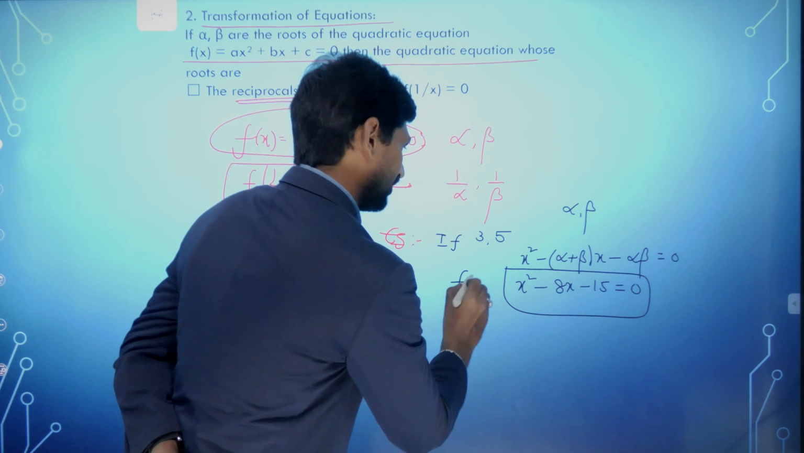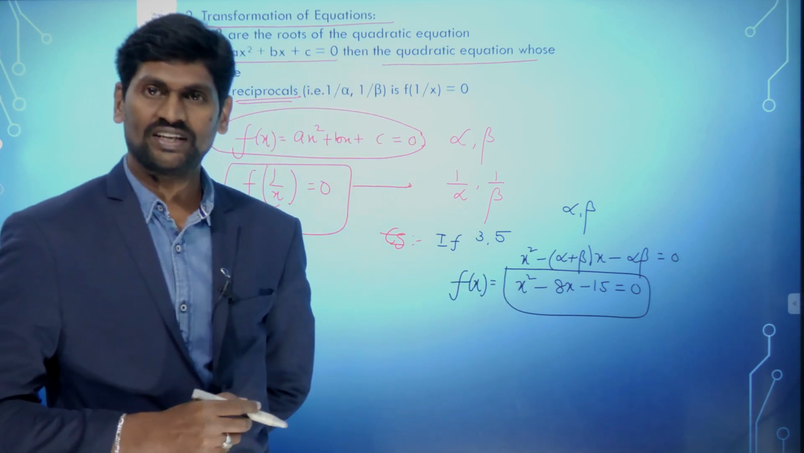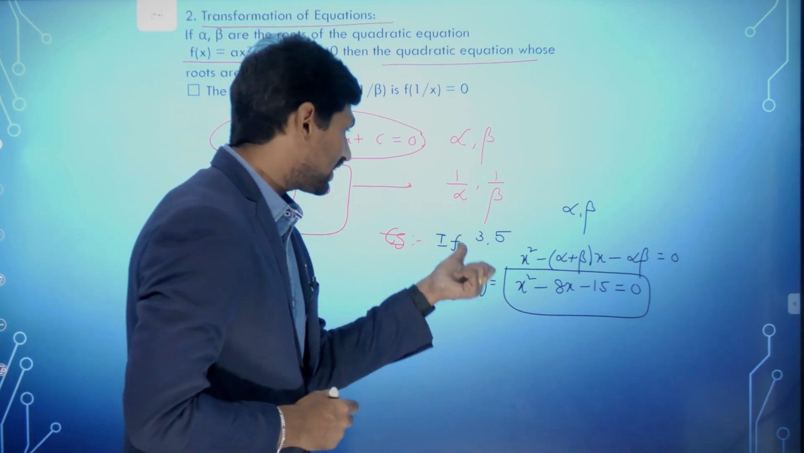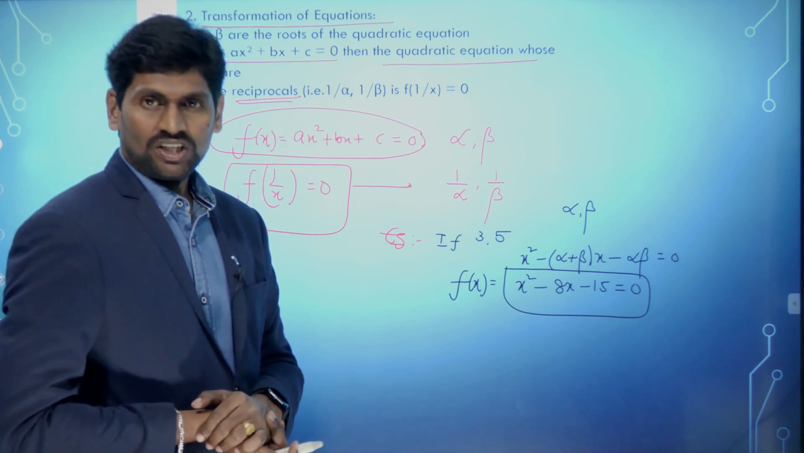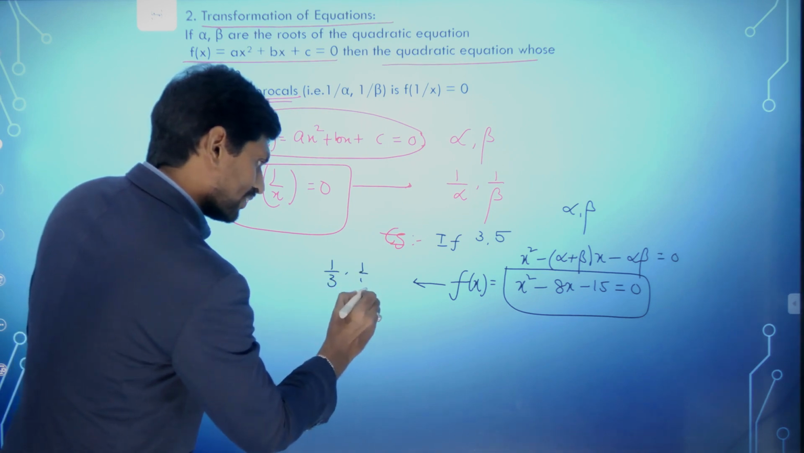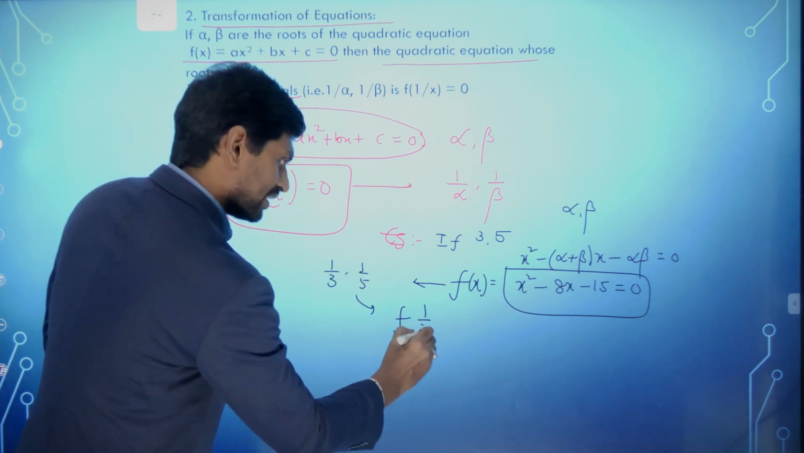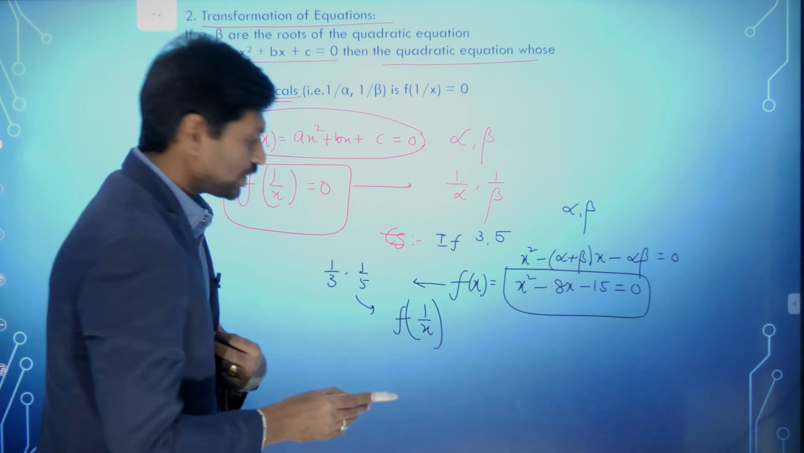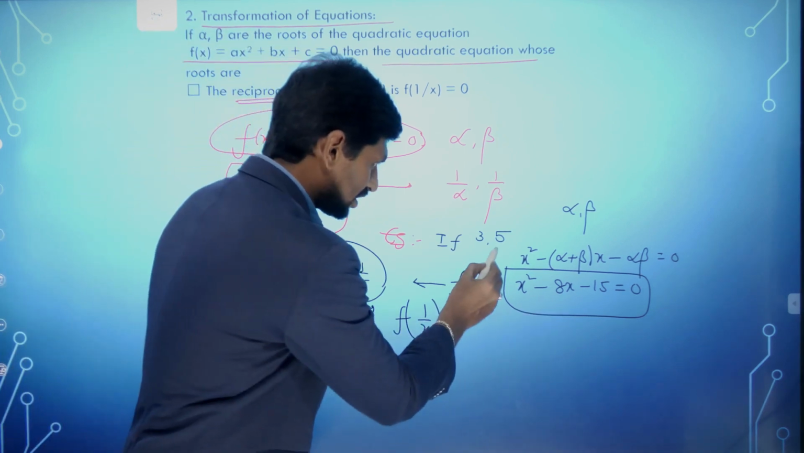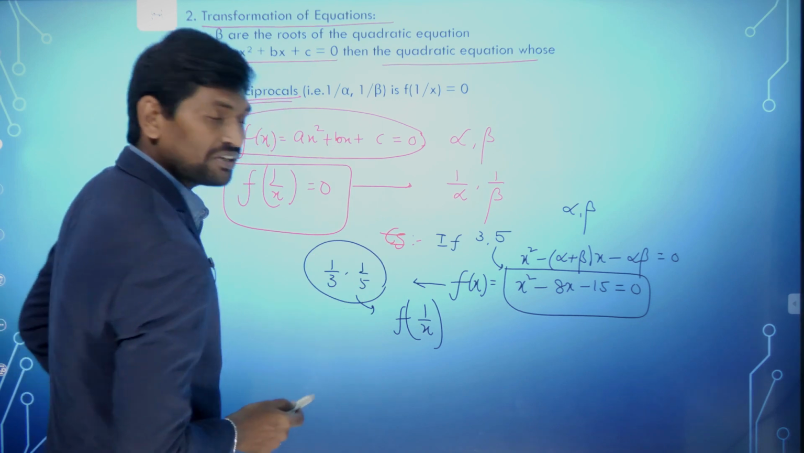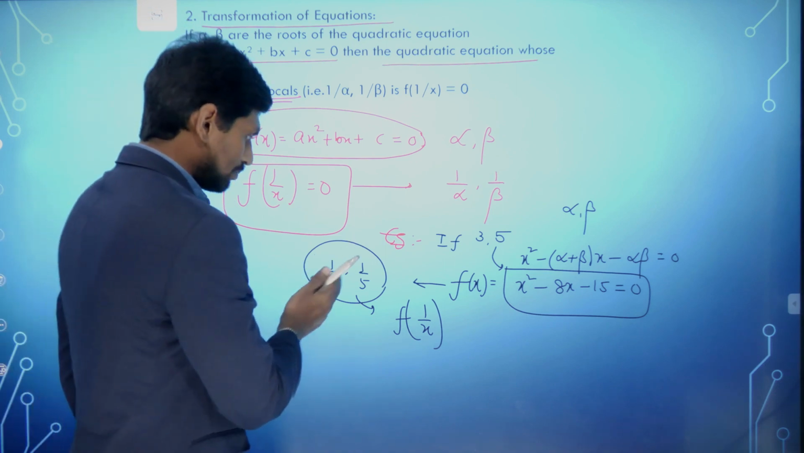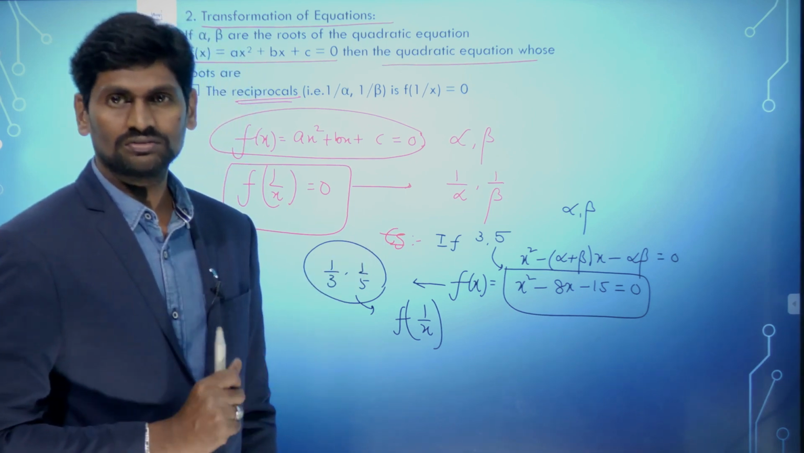This is what we are considering as f of x. F of x is a quadratic equation which contains the roots 3 and 5. Okay. Now 1 by 3 and 1 by 5 are roots. Then f of 1 by x is the quadratic equation for these roots. If 3 and 5 are roots, this is the quadratic equation. 1 by 3 and 1 by 5 are roots, then f of 1 by x will be the quadratic equation for the respective roots 1 by 3 and 1 by 5. Okay? Right.